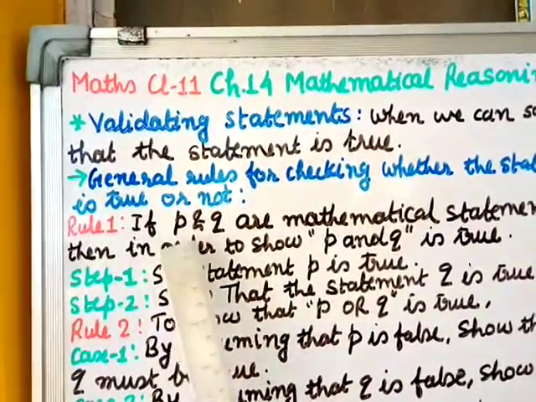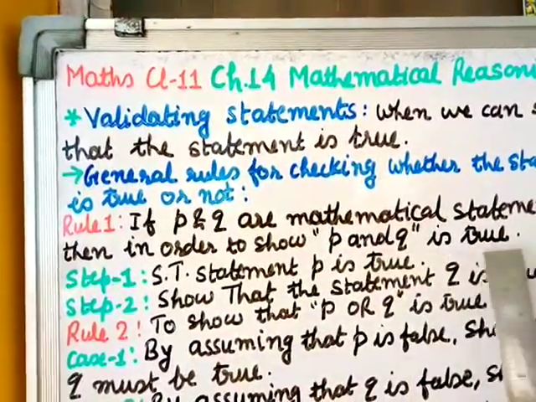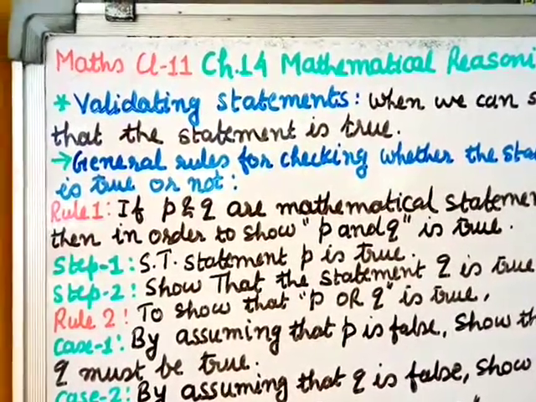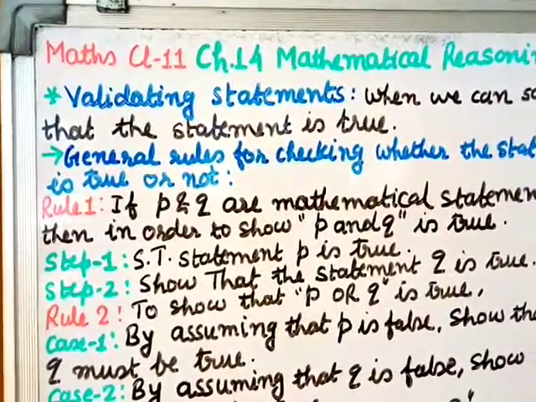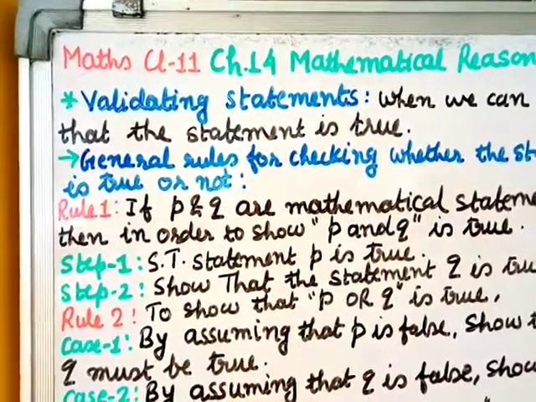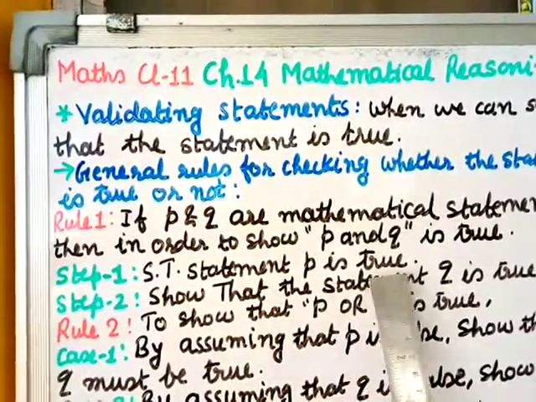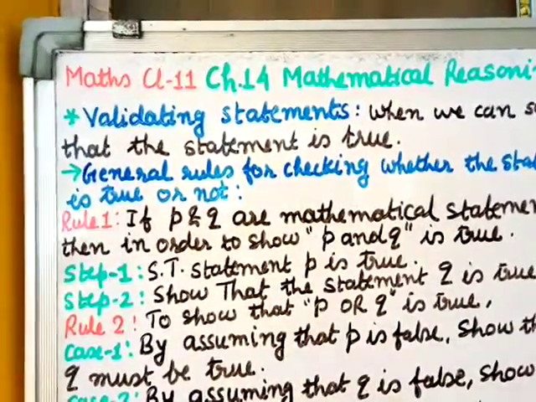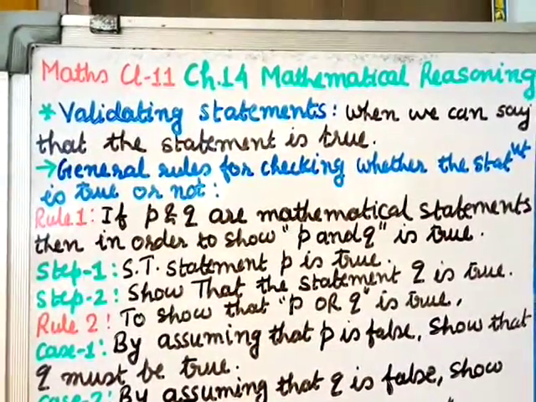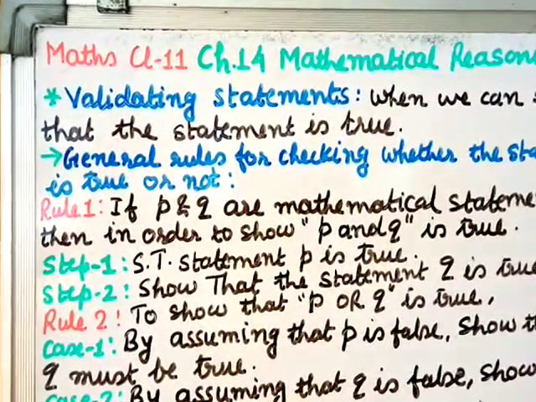Rule 1. If P and Q are mathematical statements, then in order to show P and Q is true. Now we have got a compound statement which has two component statements, let us say P and Q, connected with AND, and we have to check whether it is true or not. For that we have got two steps. Step 1, show that statement P is true. So first we show the first statement is true. Step 2, show that the second statement, that is statement Q, is true. And we show that statement Q also is true. That is when the statements are connected with AND.